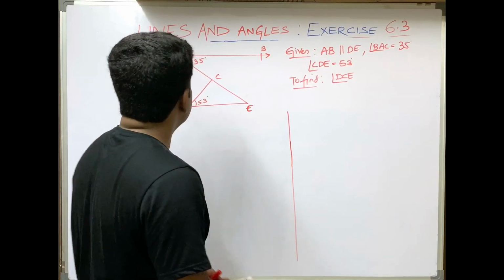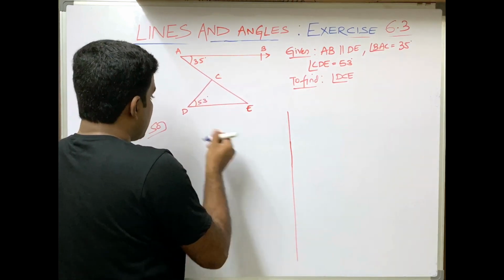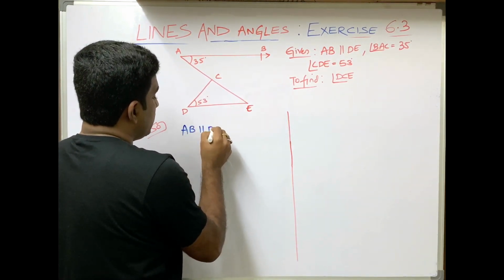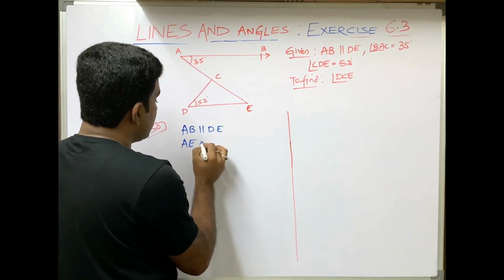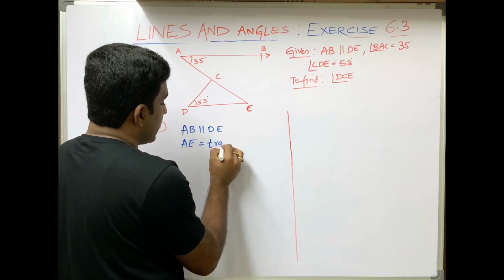Coming to the next question. They gave AB is parallel to DE. As AB is parallel to DE, then AE will be a transversal.